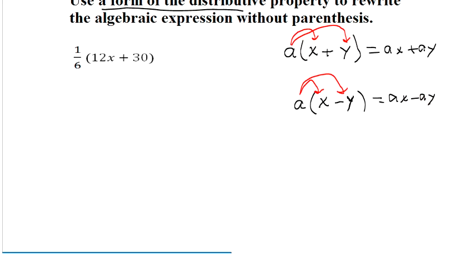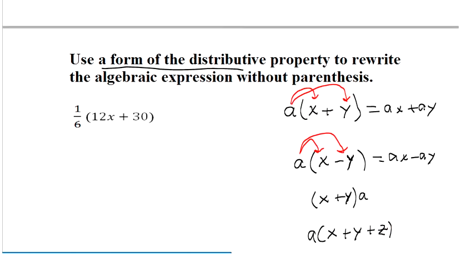What other forms could there be? Well, you might have something like this, x plus y with the a written over here. Or you might have three things inside the parentheses, x plus y plus z, and then the a here or written over here. So that's what they mean by a form of the distributive property. In each case, it just means take whatever's on the outside and distribute it, multiply it through.